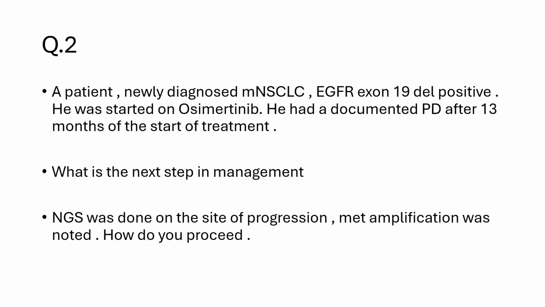A patient newly diagnosed with metastatic NSCLC, EGFR exon 19 deletion positive, was started on osimertinib, with documented PD after 13 months of the start of treatment. What is the next step in the management? NGS was done at the site of progression, and MET amplification was noted. How do you proceed? The patient has progressed on osimertinib and a resistance mechanism of MET amplification has been found. So how do you proceed?